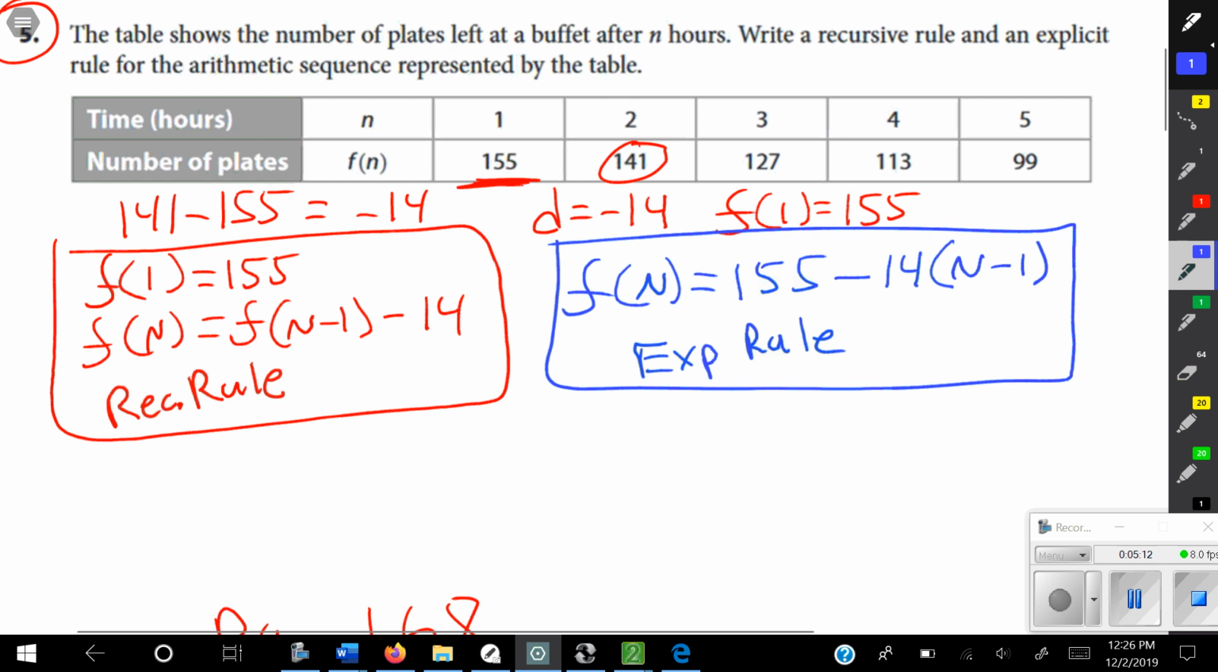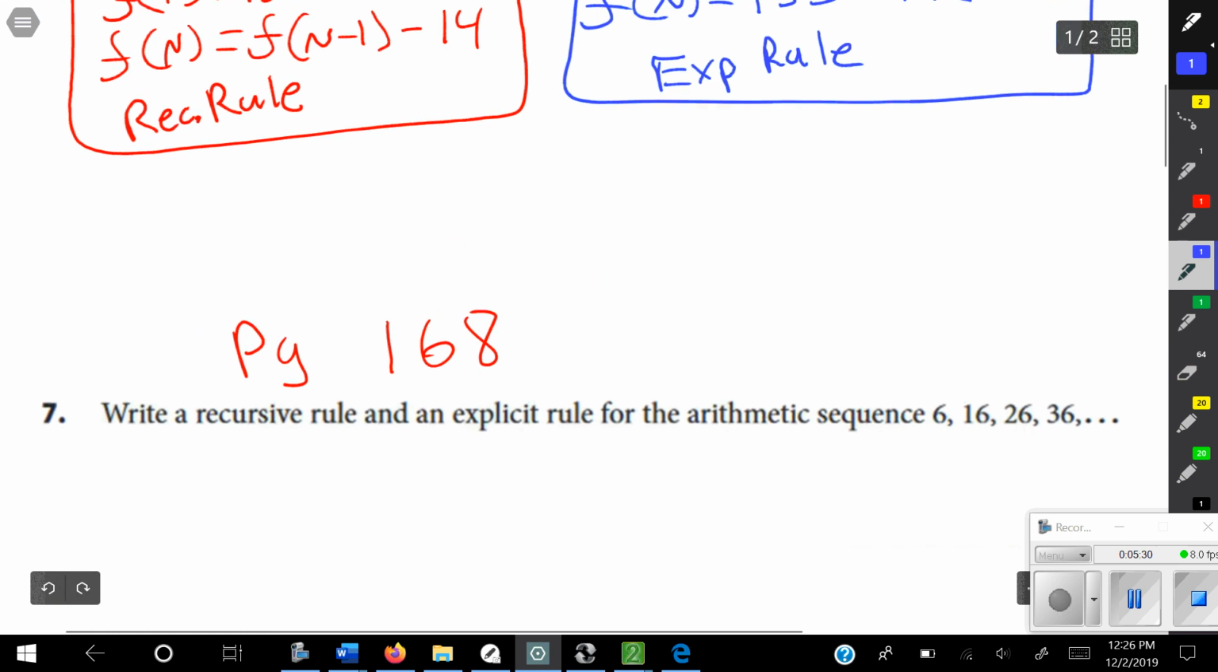And that's it. So here we don't have to figure out the term or anything. We just need to be able to write the recursive rule and the explicit rule. Okay, let's take a look at another example.